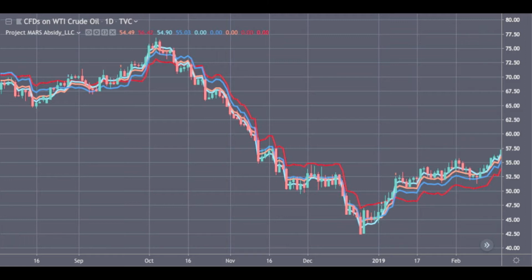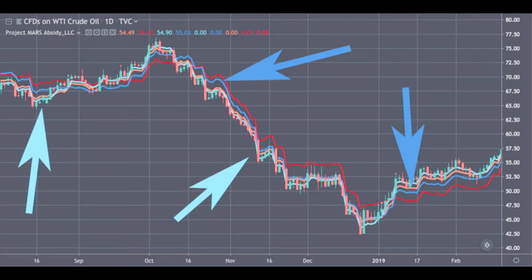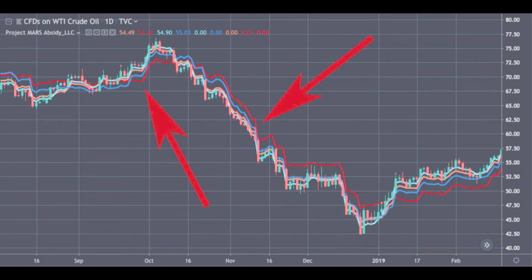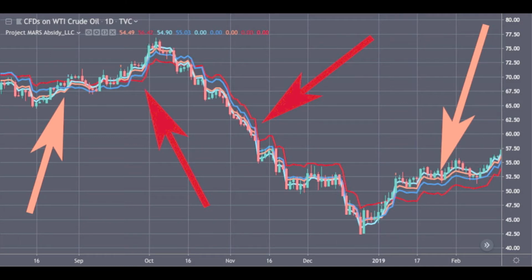So on the screen, we have Project Mars on the one-day charts for oil. You can see that we have two sets of lines. The first set of lines is comprised of a light blue line and a dark blue line. These lines work together to give us crossover signals that we'll explore in greater depth in this video series. Likewise, the other set of lines we have is comprised of a light red line and a dark red line. These lines also work together to give us crossover signals that are slightly different from the blue lines. We'll explore today how to use both of these crossover informations separate and together.